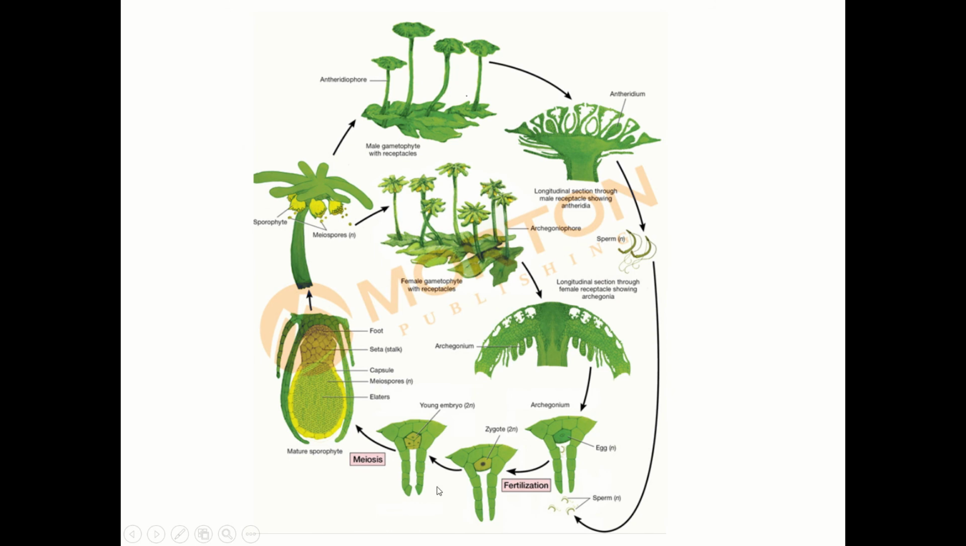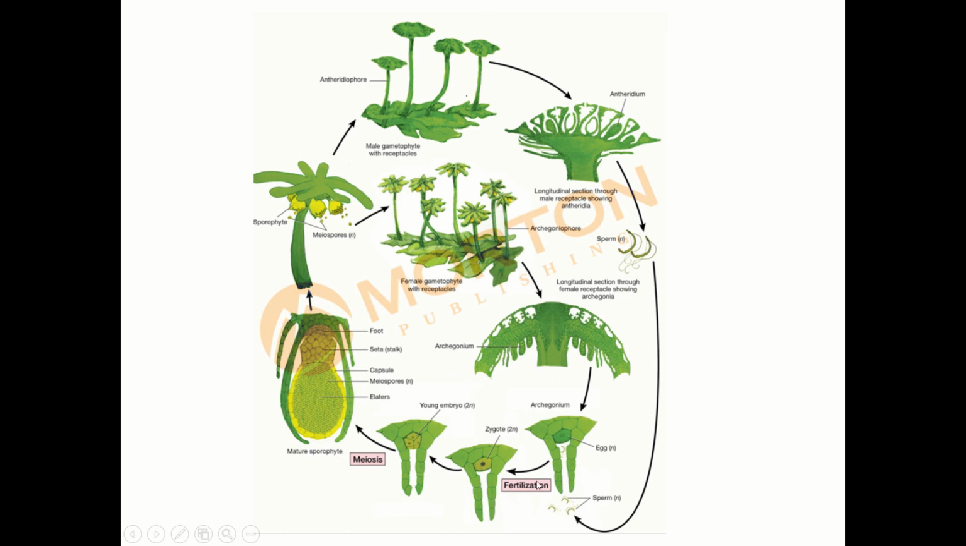Now this is the life cycle of bryophyte. So you can see here, this is the sporophyte stage where you can see spores. First it will form the gametophyte, that is the male gametophyte, and this is the female gametophyte. The male gametophyte will produce the antheridiophore, the female gametophyte will produce the archegoniophore. This is the archegoniophore wherein the female sex organs are present. The antheridiophore will produce this structure, the antheridium, and the female archegoniophore will produce the archegonium. This is a flask-like structure. The female archegonium will produce the egg and the antheridium will produce sperm.